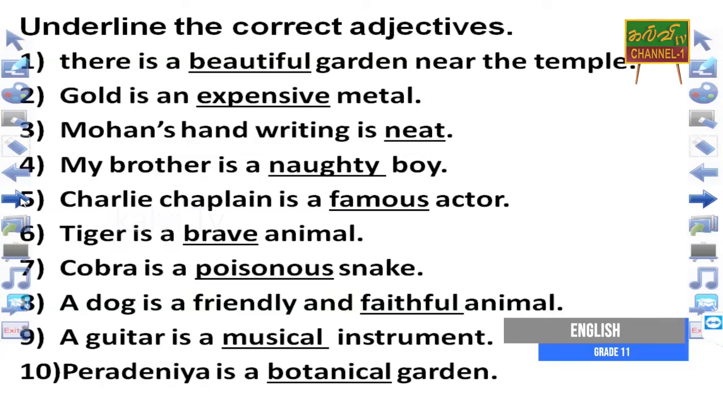Morgan's handwriting is neat. Neat is the adjective. My brother is a naughty boy. Naughty is the adjective. Charlie Chaplin is a famous actor. Famous is the adjective. Tiger is a brave animal. Brave is the adjective. Cobra is a poisonous snake. Poisonous is the adjective. A dog is a friendly and faithful animal. Faithful is the adjective. A guitar is a musical instrument. Musical is the adjective. Peradeniya is a botanical garden. Botanical is the adjective.